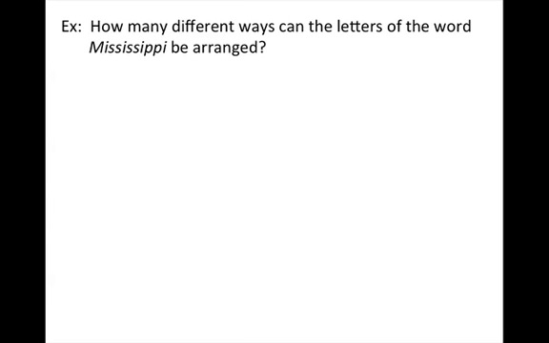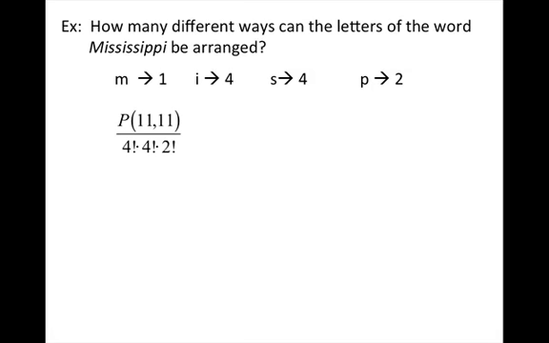So look at the next example. How many different ways can the letters of the word Mississippi be arranged? Well, Mississippi has several repeated letters. So I take each letter one at a time. The M occurred once, the I occurred 4 times, the S occurred 4 times, and the P occurred twice. So I have 11 total letters, and I'm using all 11. So it's a permutation of 11 choose 11.